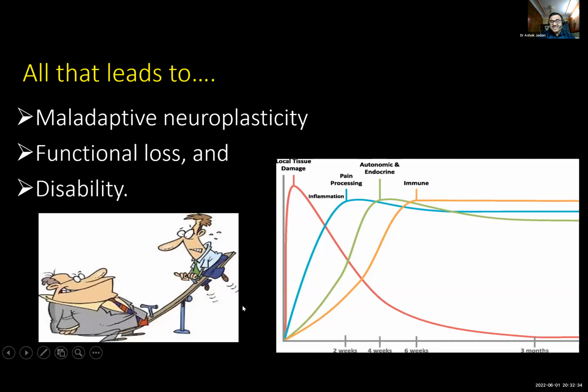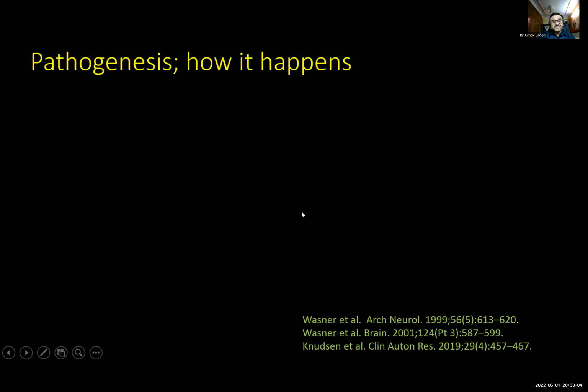As you can see in this chart, in a normal consequence of an injury, the biochemical and physical damage which has happened to the local tissue usually heals within 3 months. But what happens in CRPS? All the inflammatory markers, pain processing, the autonomic and endocrinal disorders, and the immune responses, they all go haywire and they continue for an indecisive time. That is the difference between normal pain and healing and the CRPS situation.